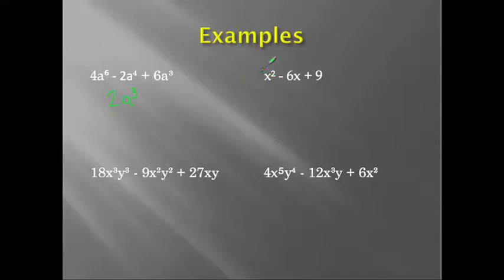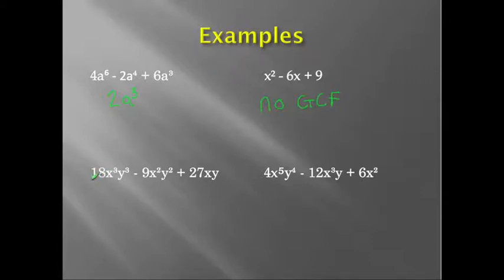Okay, let's look at this one. There isn't a number that can go into 1, 6, and 9 other than 1, and not all of my terms have a variable. So there is no GCF.